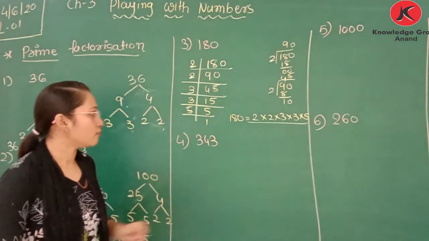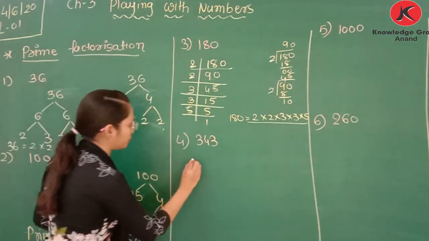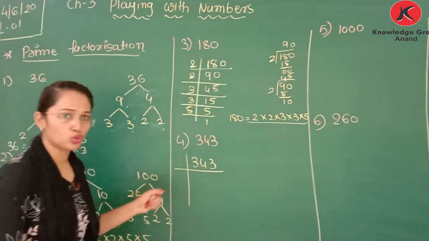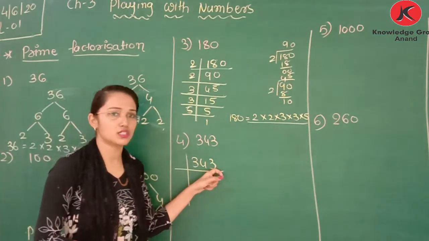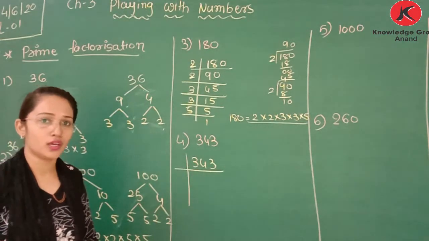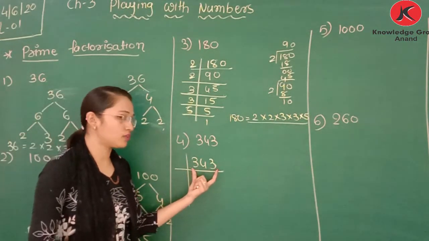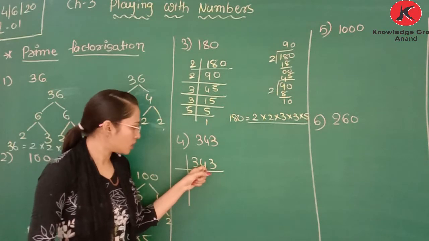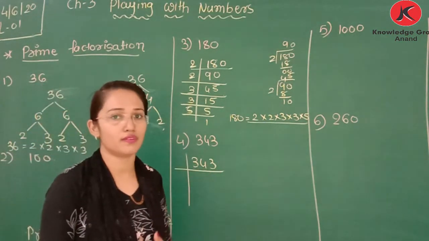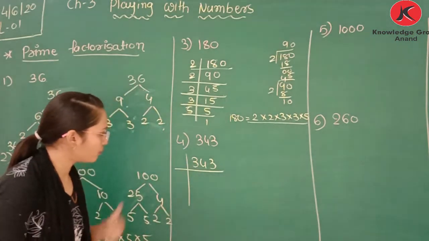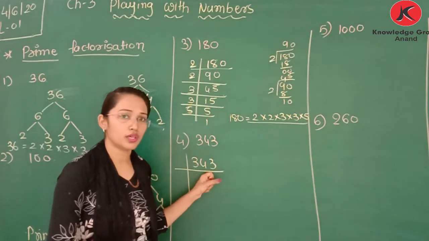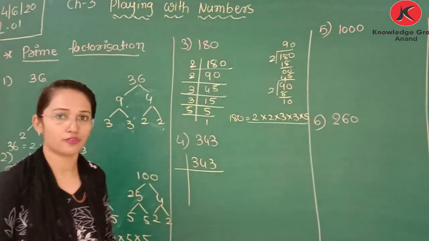Clear? Now 343. So is this number divisible by 2? No. Last digit is 3. Is this number divisible by 3? To check for 3, you need to add the sum of digits. So 3 plus 4 is 7, 7 plus 3 is 10, and 10 is not divisible by 3. So it does not divide by 3. Check it with 5. Is it divisible by 5? No, because last digit is 3. You need 5 or 0 to divide by 5.